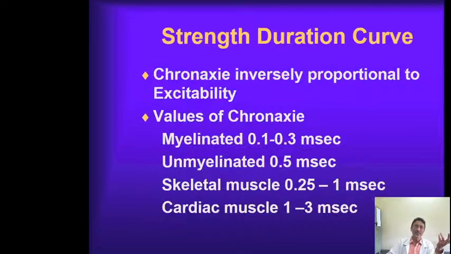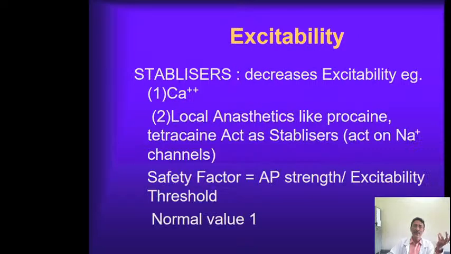Now you have the strength duration curve, where you have chronaxie and rheobase, but this we will leave. Excitability also depends upon certain ions, for example calcium ions. Normal calcium ion levels cause normal excitability. Local anesthetics like xylocaine or procaine will inhibit the excitability.